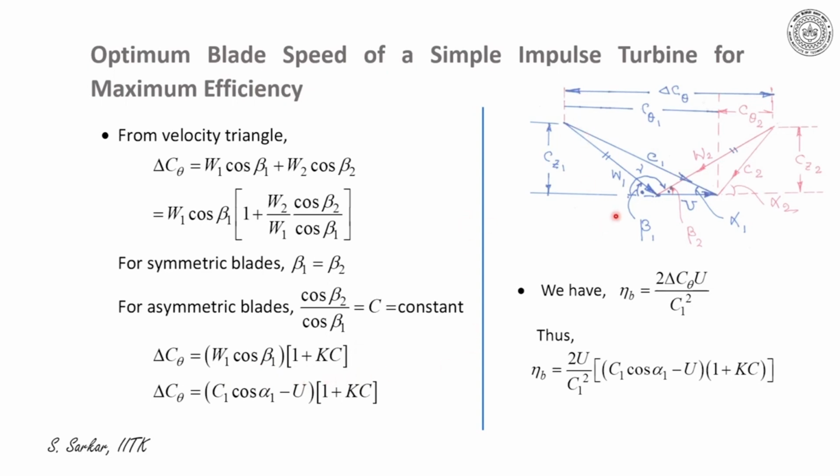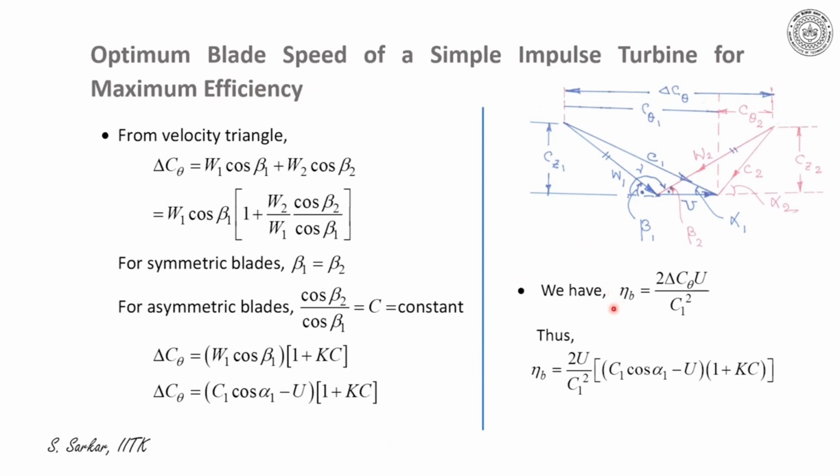Now, W theta 1 can be equated with C theta 1 minus U. Just I can write W1 cos beta 1 is equal to C1 cos alpha 1 minus U. Within the bracket 1 plus K into C, this is the expression of delta C theta with respect to C1 cos alpha 1, U, K and C.